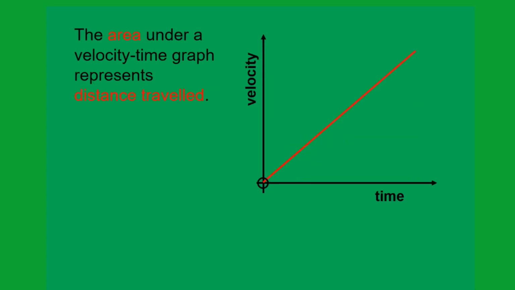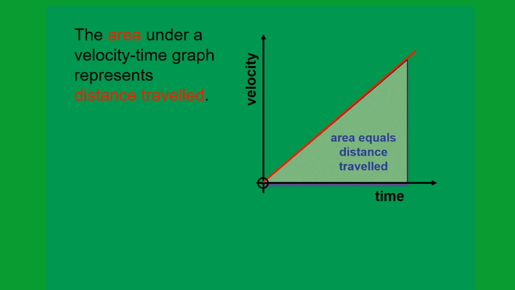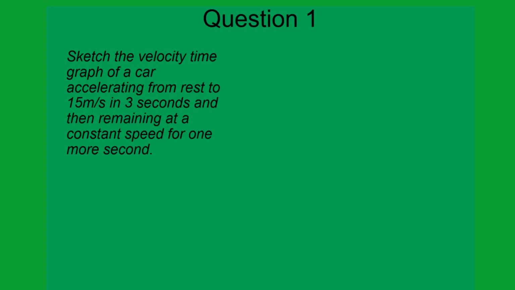Then remember, a very important thing: the area under a velocity time graph represents distance traveled. So look at the graph here. It is a velocity time graph. It is a straight line. That means the object moves with uniform acceleration or constant acceleration. So here the area under the velocity time graph is a triangle shape. So area equals distance traveled.